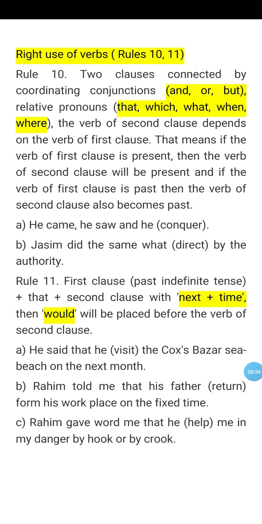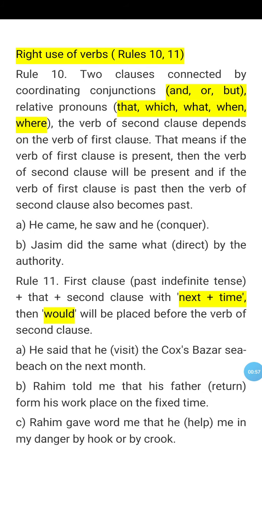Rule 10. If you find two clauses connected by coordinating conjunctions and or but, or relative pronouns that, which, what, when, where, then the verb of the second clause depends on the verb of the first clause. That means if the verb of the first clause is present, then the verb of the second clause will be present also. And if the verb of the first clause is past, then the verb of the second clause also becomes past.